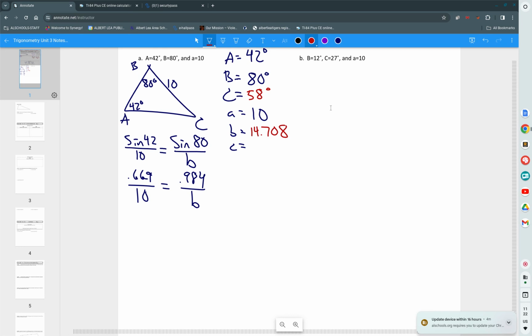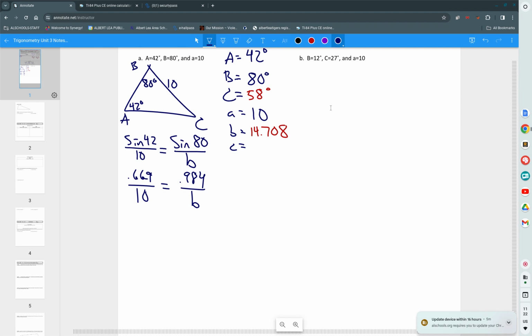So I got 0.669 over 10 equals 0.984 over B. So I'm going to multiply those two across, and I'm going to divide by that one. Cross multiply. So you multiply those two, divide that one. Okay, so I got 10 times 0.984 divided by 0.669.